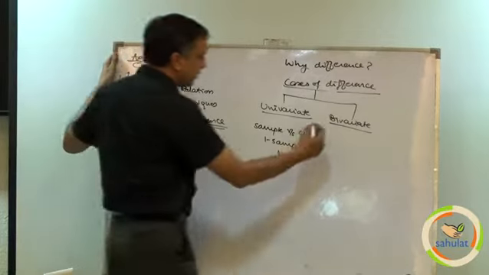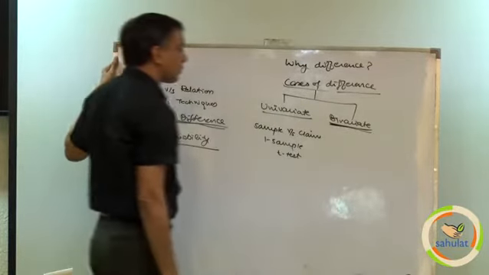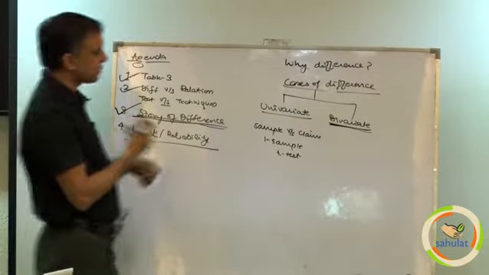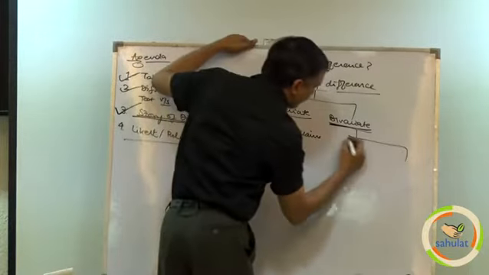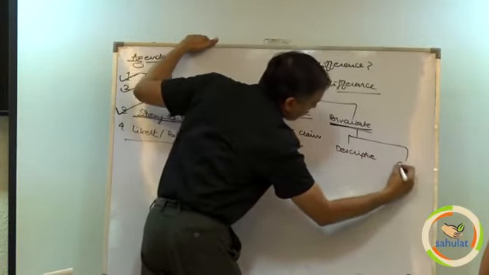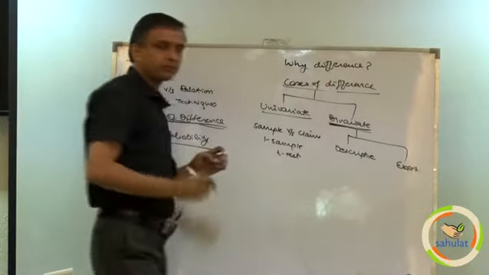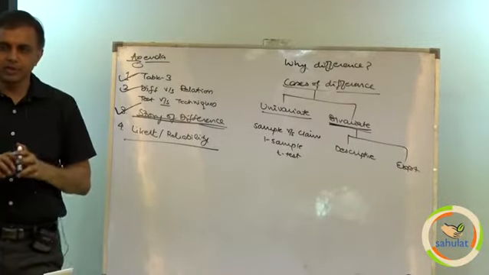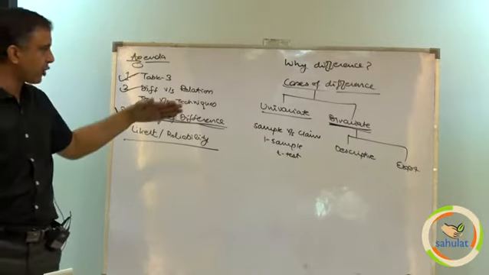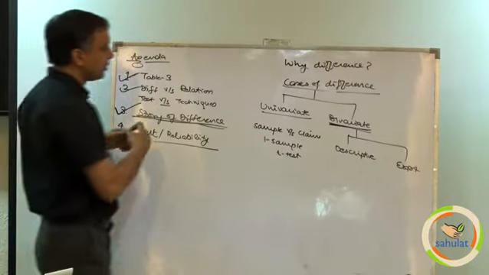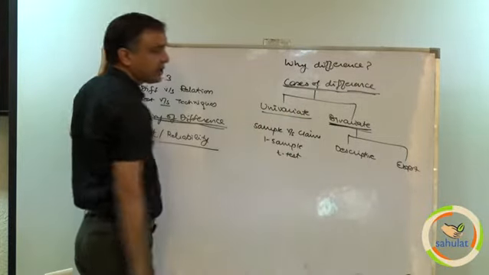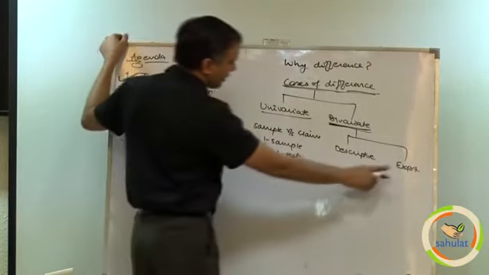Now in case of bivariate, there are 4 cases possible. These 4 cases are possible because of a descriptive study or because of an experimental study. I am trying to fit in everything with the format of what we have learned so far. Cases of difference, univariate, bivariate. In bivariate, if it is a descriptive study or if it is an experimental study.